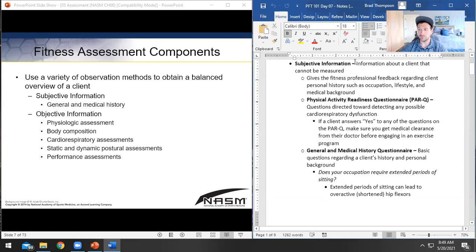So this gives us an opportunity to get feedback regarding our clients' personal history, their occupation, their lifestyle, their medical background. All of those things are very much pieces of subjective information. And they are really helpful though. Knowing what a client's occupation is going to tell you a little bit about what their energy expenditure looks like over the course of a day.